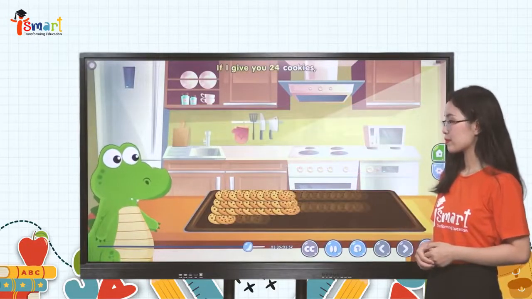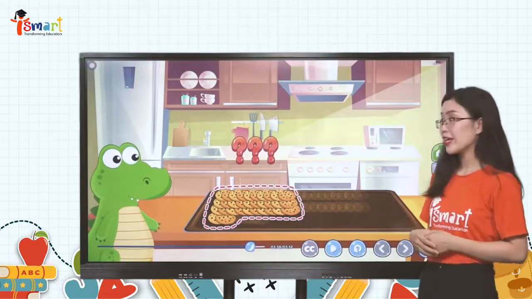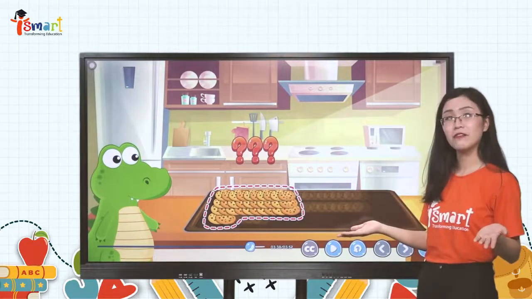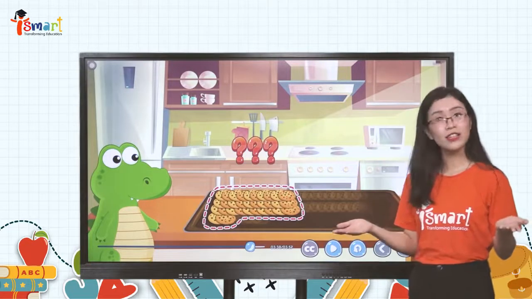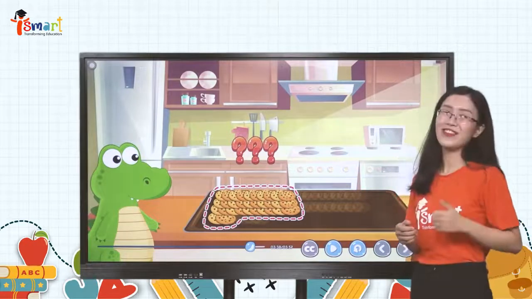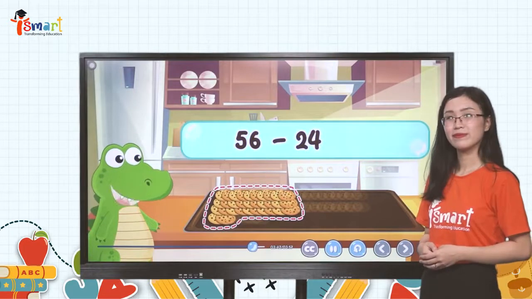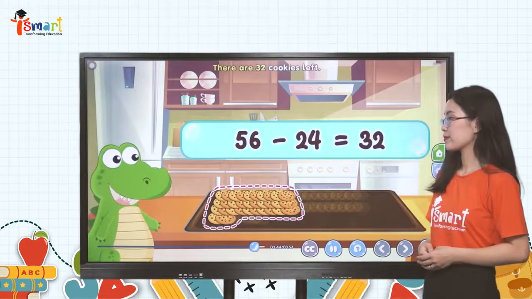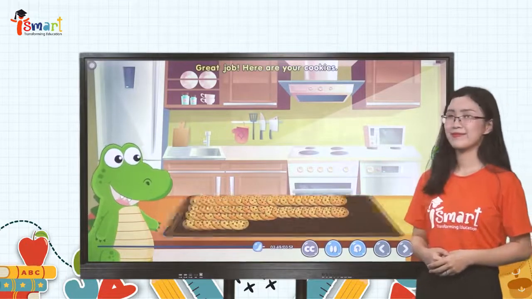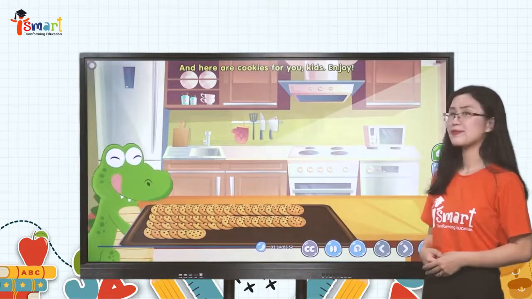If I give you 24 cookies, how many cookies are left? If we give Mr. Alligator 24 cookies, how many are left? Do we use addition? No, we use subtraction. That's right. 56 minus 24 equals 32. There are 32 cookies left. Great job! Here are your cookies. And here are cookies for you, kids. Enjoy!